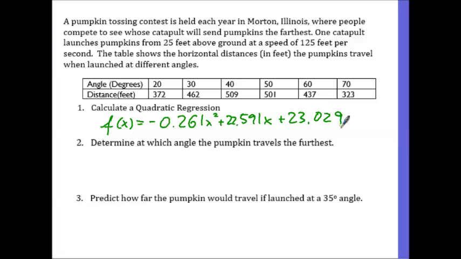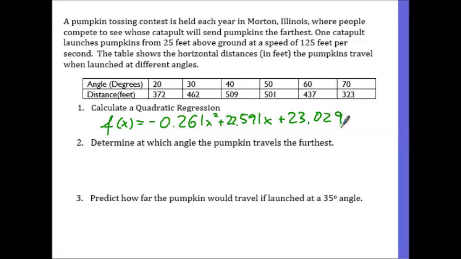For example, question number 2. Determine at which angle the pumpkin travels the furthest. Well, how are we going to do that? Well, remember the y coordinates and the y values are our distance. How far did that pumpkin travel? The distance went up and then it went down again. And the highest point, in other words, the furthest distance, is our vertex. So we need to find the vertex.